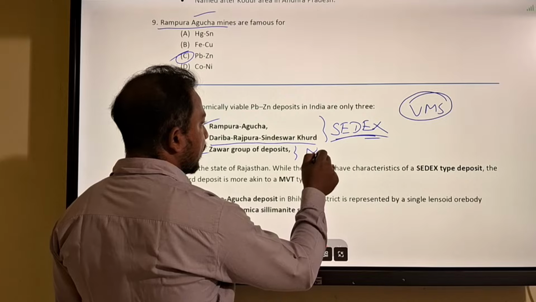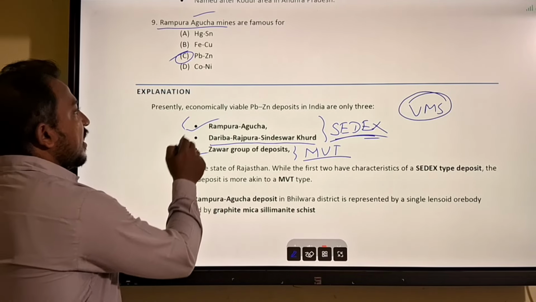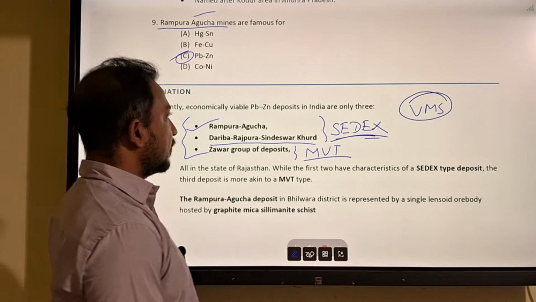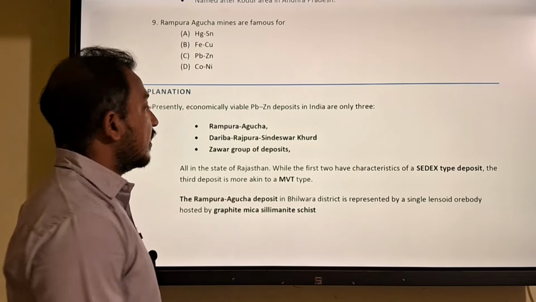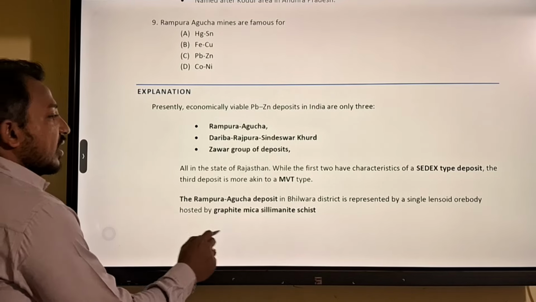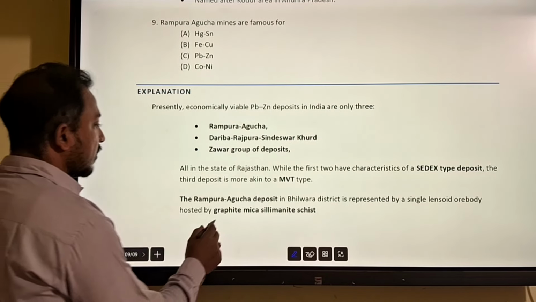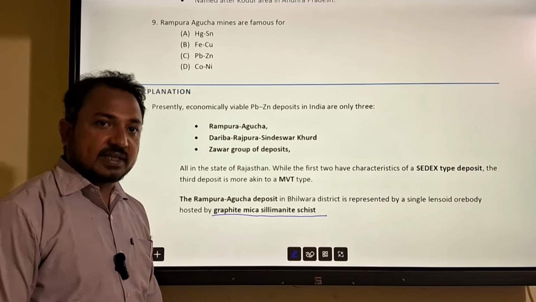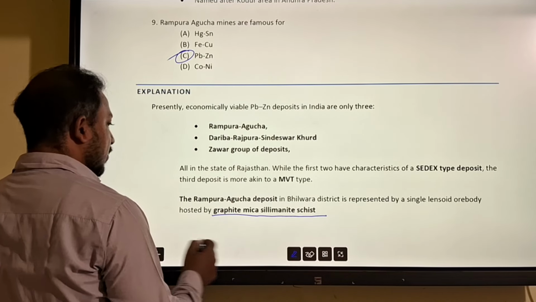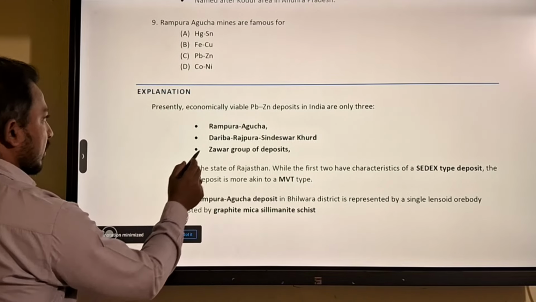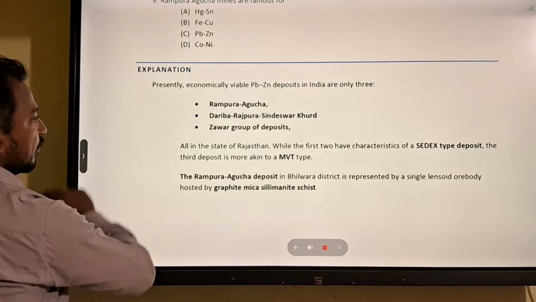Then we have MVT, Mississippi Valley type deposition, at Jawar. So these are three very important depositions of PbZn. Remember, along with PbZn, here we will find silver. Rampura Agucha is in Bhilwara district, and the host rock of Rampura Agucha is graphite mica sillimanite schist. Rampura Agucha is famous for PbZn, so the answer will be PbZn. Let's see what the other host rocks are for Dariba, Rajpura, and Jawar.